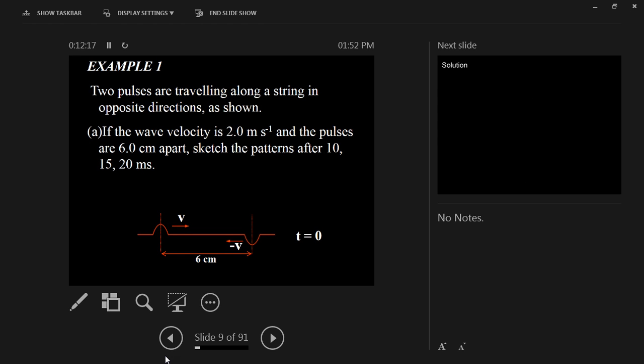So we have an example here. This is a warm-up exercise to apply the principle of superposition. I'll give you some time, 2 minutes, to read the question and try. You are supposed to sketch the resultant wave using the principle of superposition. Same direction you add, different direction you subtract.